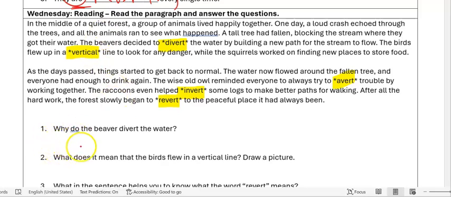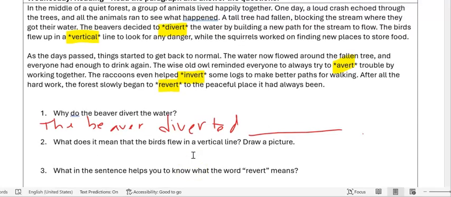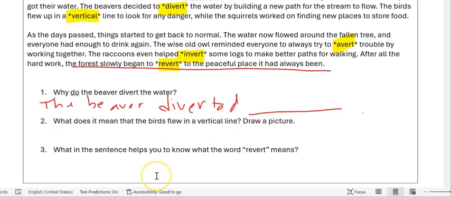So here you're just going to write your answer, go back into the text, and use full sentences, right? The beavers diverted the water because why? All right, you're going to answer that question. What does it mean the birds flew in a vertical line? So draw a picture of what that would look like using your knowledge of the word vertical. What in the sentence helps you to know what the word revert means? So let's go back to where revert is. The forest slowly began to revert to the peaceful place it had always been. What part of that sentence tells us that revert means to go back to the way something was? All right, and make sure to write your citation there.